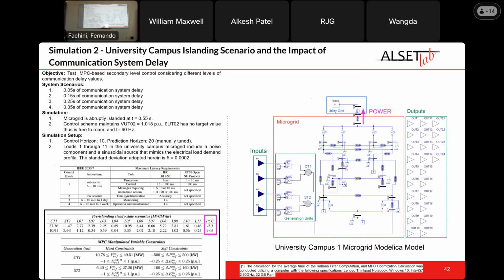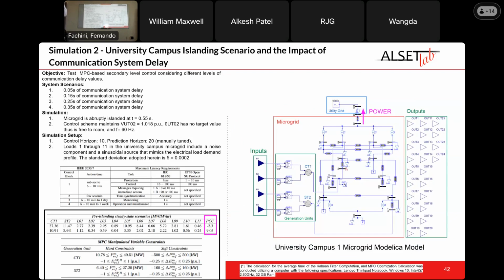And of course, for simulation 2, we have the university campus islanding scenario. In this result, I wanted to show the impact of communication system delay for a more realistic system. So the objective is to test the MPC-based secondary level control, considering different levels of communication delay values. So I had 4 different scenarios again, with increments in the communication system delay.